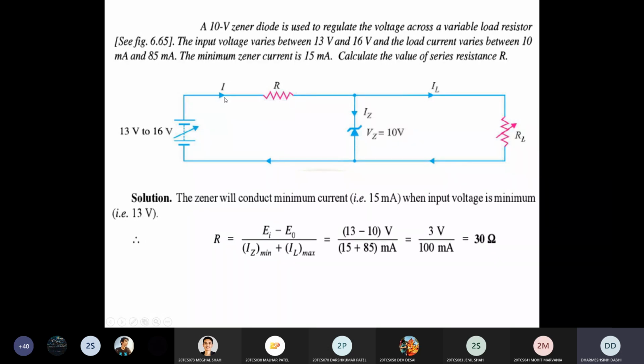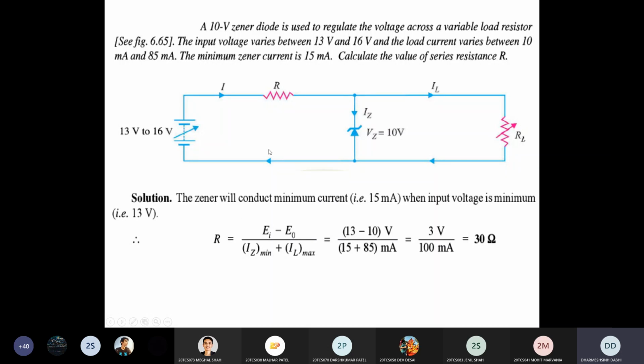I is the total current. I is equal to what? IZ plus IL. IZ minimum current is given 15 milliampere. Load minimum current is given 10 milliampere. Load maximum current is given 85 milliampere. When current flowing through the Zener diode is minimum, at that time current flowing in the load is maximum. So we take the maximum current of load and minimum current of the Zener diode. So that's why 13 minus 10 is 3 volt, and 15 plus 85 is 100 milliampere.